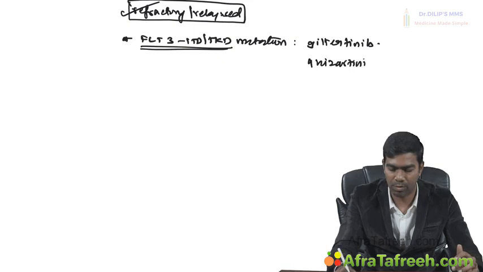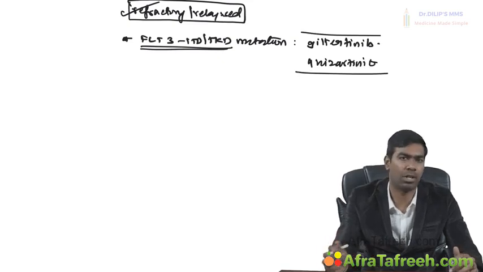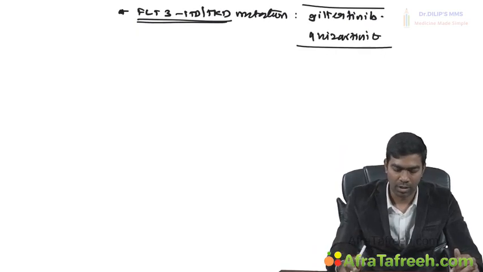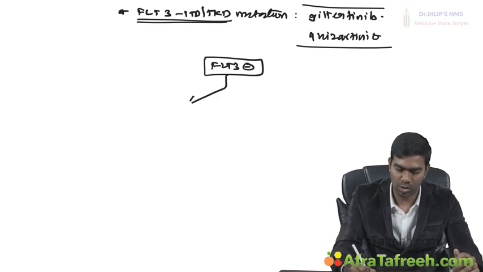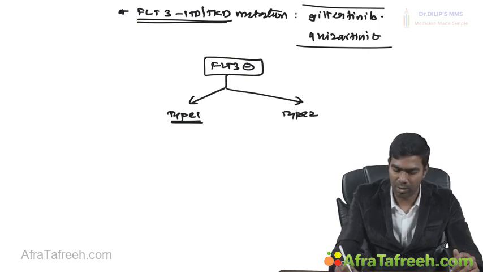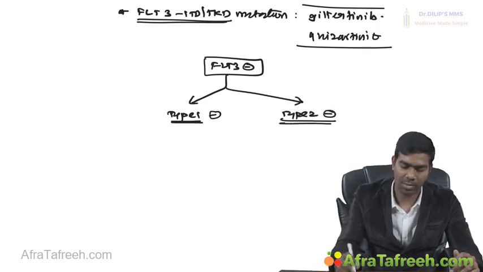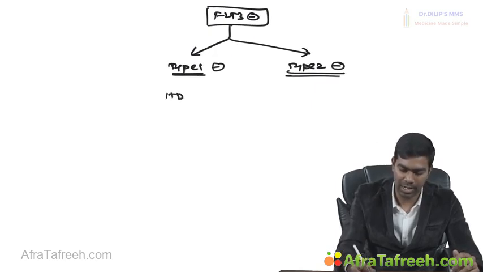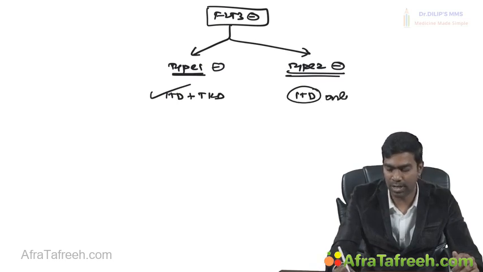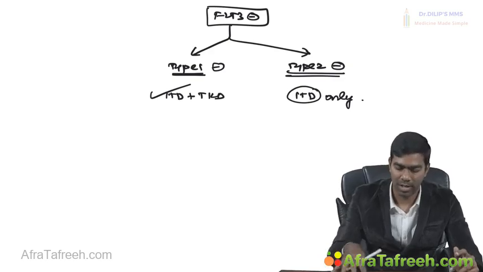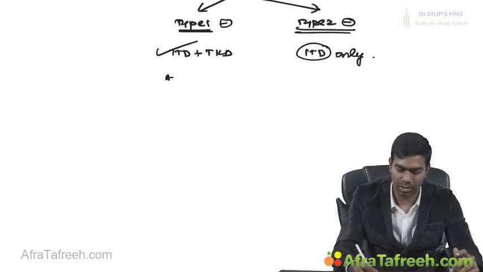These are currently approved for treatment of relapsed or refractory AML, but I told you midostaurin in the beginning. Among these FLT3 inhibitors themselves, there are two types: type 1 inhibitors and type 2 inhibitors. Remember, type 1 inhibitors are active against both ITD as well as TKD mutations. But type 2 will be active only against ITD mutations, and they won't work for TKD mutations. What are the drugs that are effective?